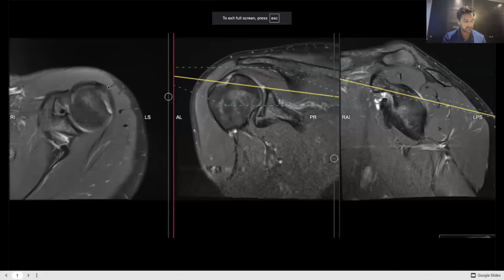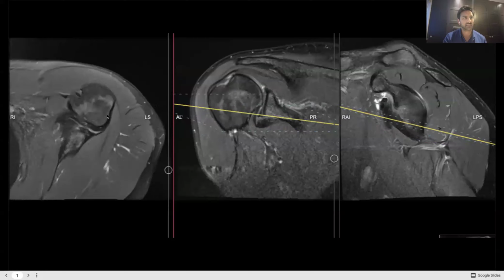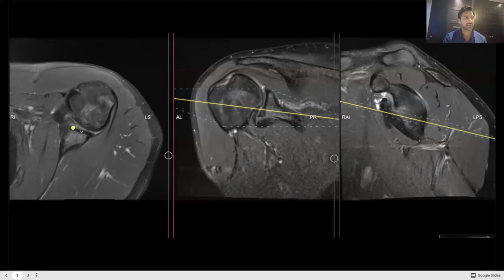And again, yeah, there you go. You do have a Hill-Sachs defect, and coming further down, right down to the anterior inferior aspect of the glenoid, you can see this very abnormal area located over here. Therefore, this would be in keeping with the bony Bankart lesion.